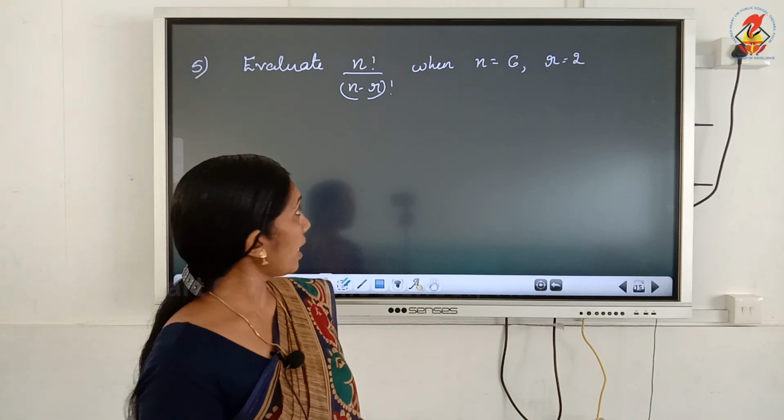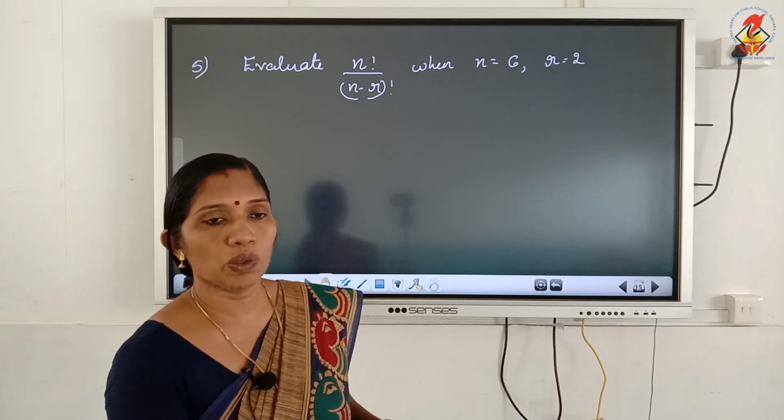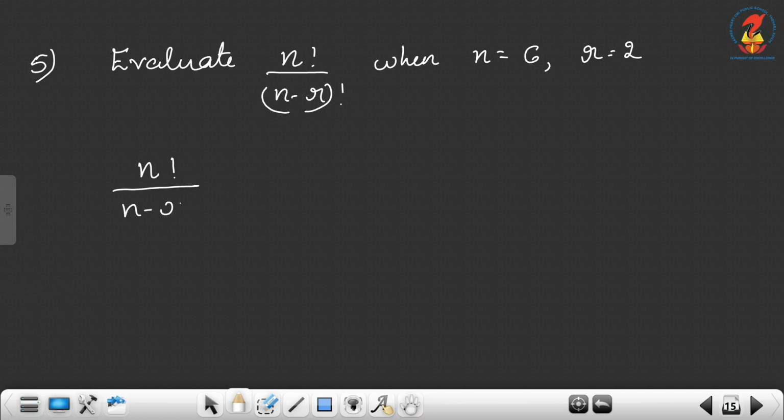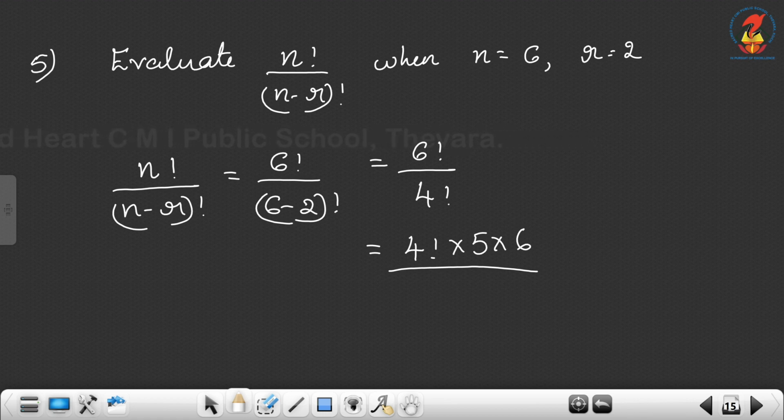64. Evaluate n factorial by n minus r factorial when n is equal to 6 and r is equal to 2. So just you have to substitute the values in n factorial by n minus r factorial. N value is 6, 6 minus 2 factorial, that is 6 factorial by 4 factorial. And how to cancel that? 6 factorial is 4 factorial into 5 into 6, then 4 factorial is cancelled, so it is equal to 30.